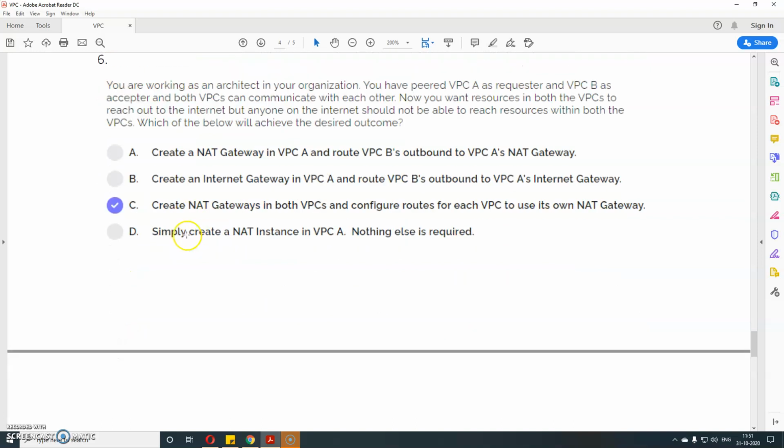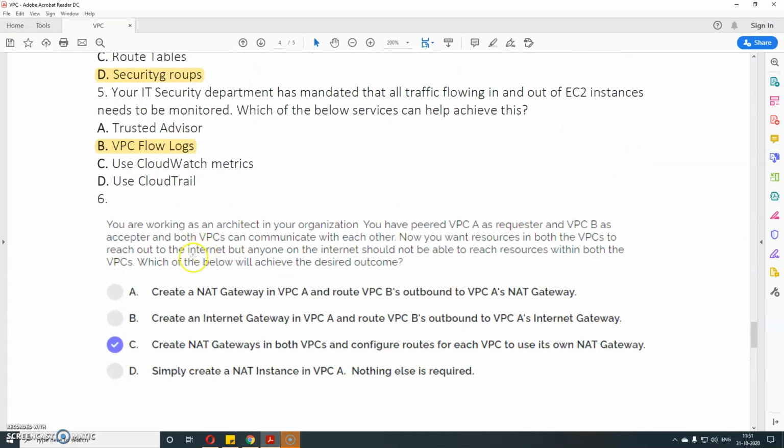So number 6, and probably the last of this list, is: you are working as an architect in your organization. You need to peer VPC A as a requester and VPC B as the accepter, and both VPCs communicate with each other. Now you want the resources in both VPCs to reach out to the internet, but anyone on the internet should not be able to reach the resources within both VPCs. Which of the below will achieve the desired outcome?